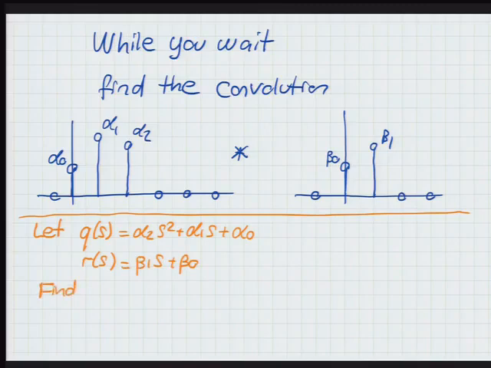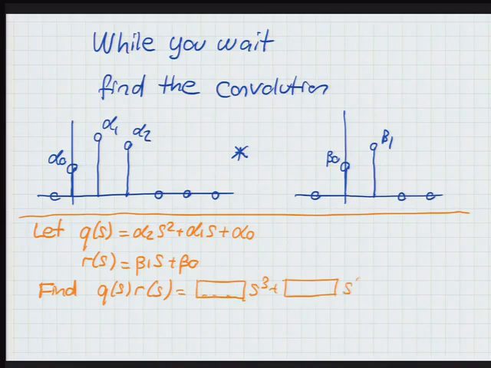Find Q of S times R of S. Do it. Forget about the upper part. Just do this. You're going to get something times, what's going to be the order of this polynomial? Yeah, so you're going to get something times S cubed, plus something else times S squared plus something times S plus something, right? Do it. And forget about the convolution. And at the end, you can compare them for fun.